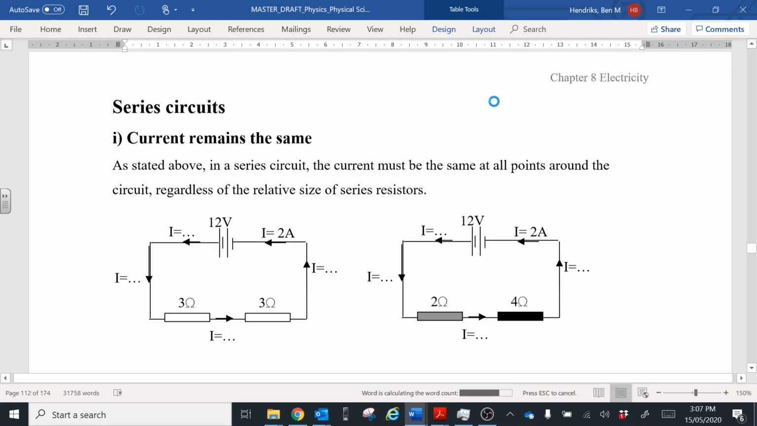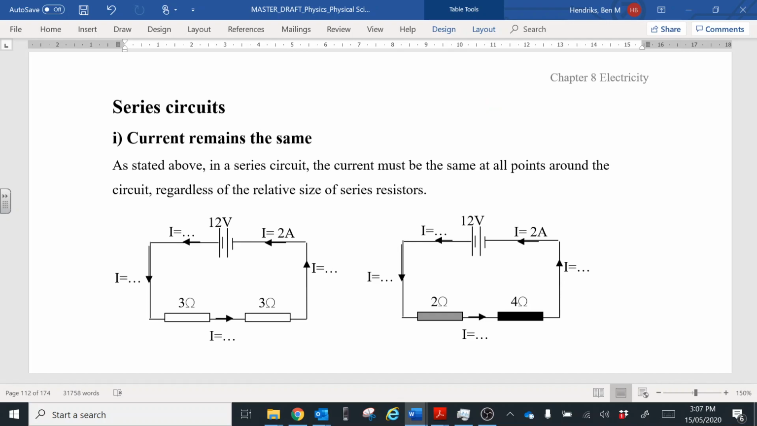Alright, so the first type of circuit that we're going to look at is a series circuit. And a series circuit is determined by how you connect the resistors together. So if we have a resistor here and a resistor here, see how we just call them in series because they're just one after the other.